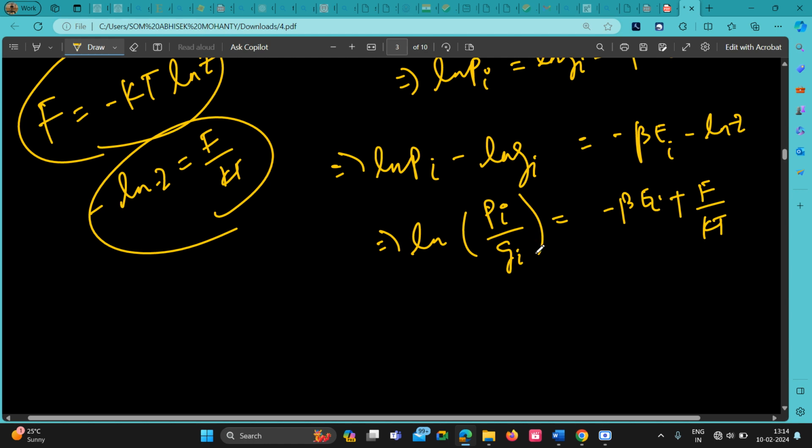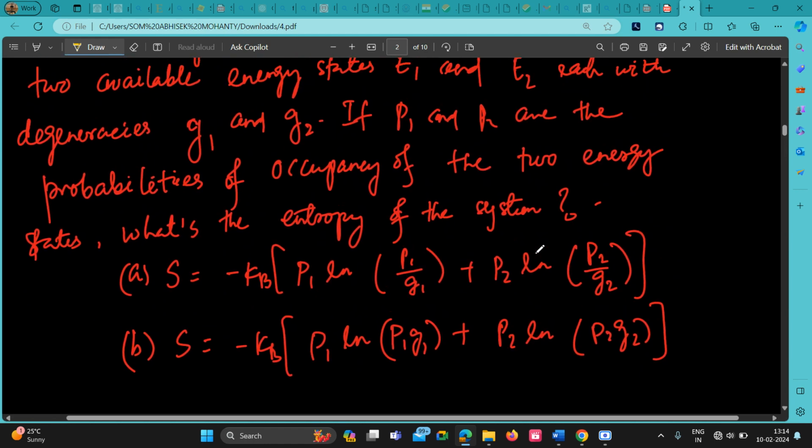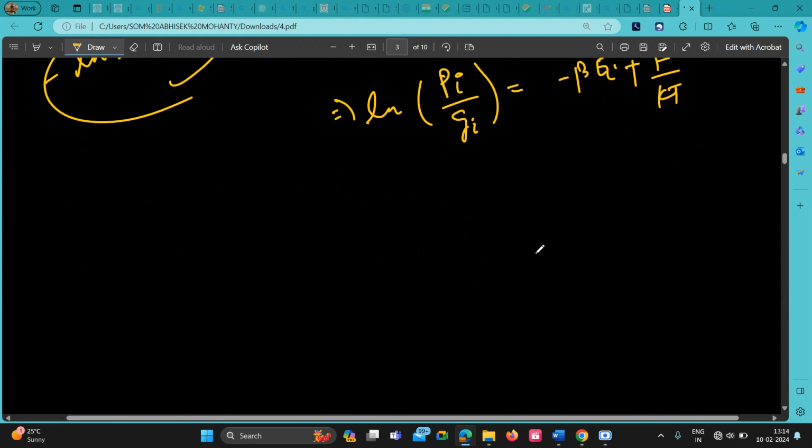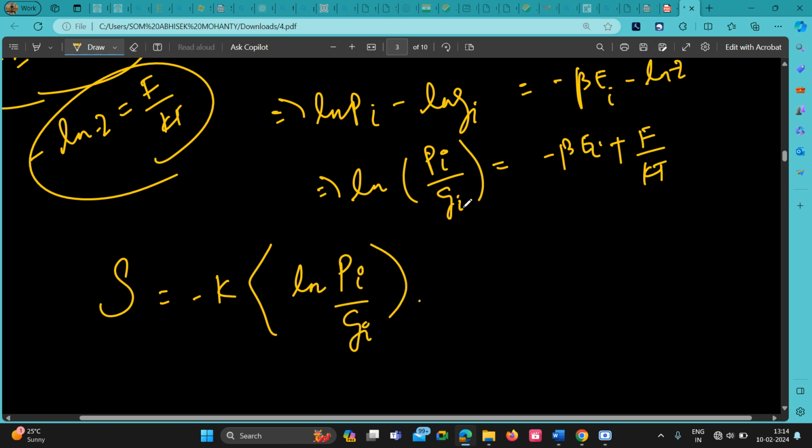So if you see, what is the question here? What is the entropy of the system? Okay, entropy of the system is asked. Entropy of the system is how much actually? Minus k average value of ln Pi by Gi. This is the entropy of a system. So we need to find the average value of this.